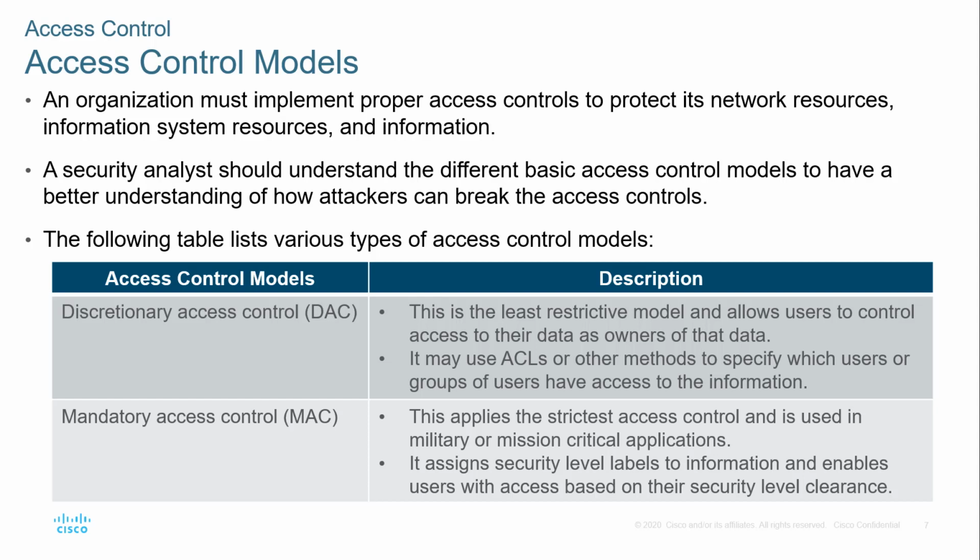Essentially, it assigns security labels to the information and enables users with only the access based off the security clearance to access that data. It's about data categorization and classification. Just because you have access to read the accounting folder doesn't mean that you have access to read all of the data in the accounting folder. So mandatory access allows us to set a little bit more granular controls in that regard.